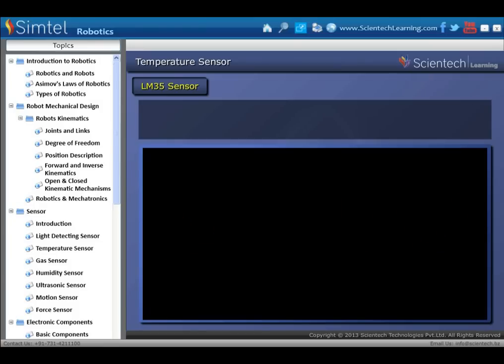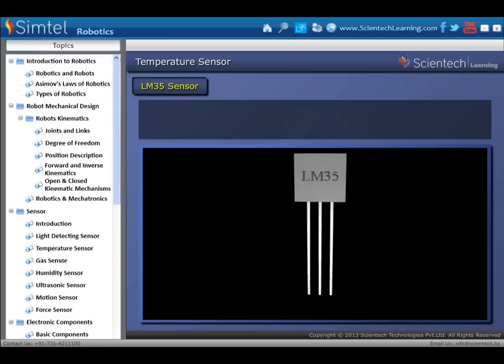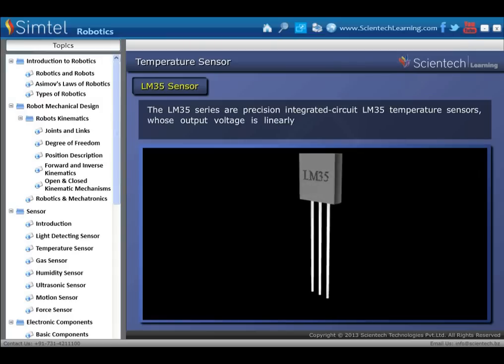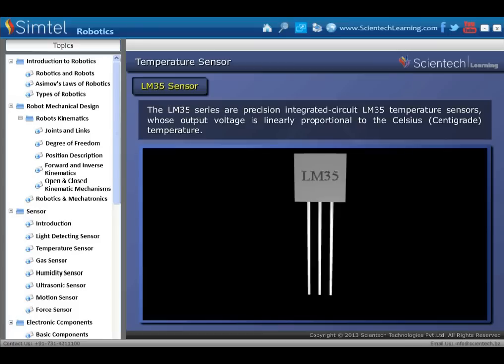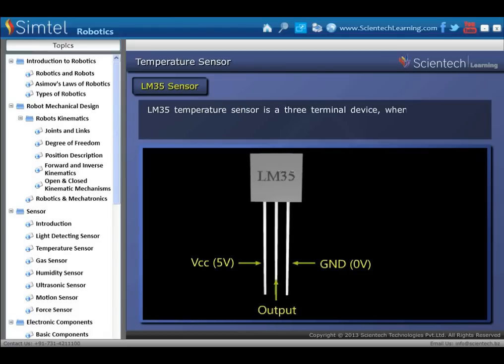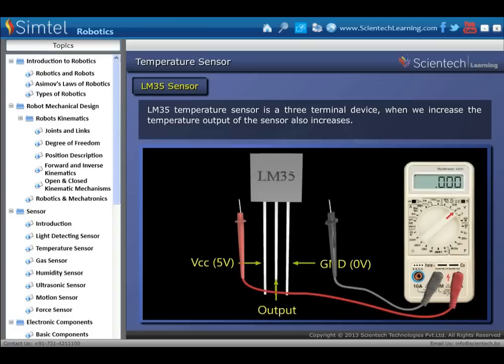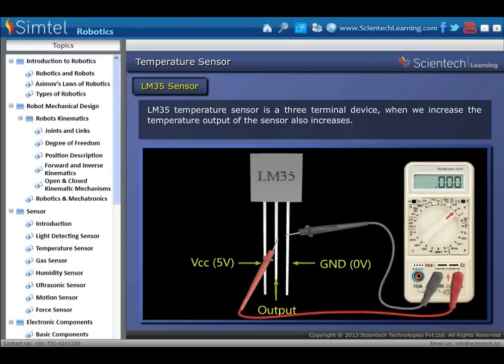The most commonly used temperature sensor is the LM35 temperature sensor. The LM35 series are precision integrated circuit temperature sensors, whose output voltage is linearly proportional to the Celsius temperature. The LM35 temperature sensor is a three-terminal device. When we increase the temperature, the output of the sensor also increases.